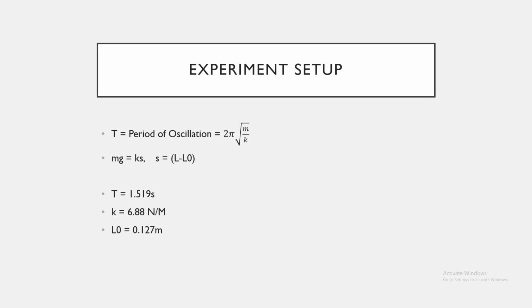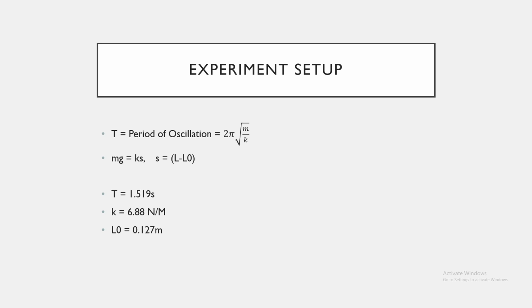We also had to use two additional formulas in order to find the spring constant and the unstretched L naught value. The period of oscillation, or T, can be set equal to 2 pi times the square root of m over k. And since we were given T through tracker and the mass was given, we can plug in the values in order to find k, which is 6.88 Newton meters.